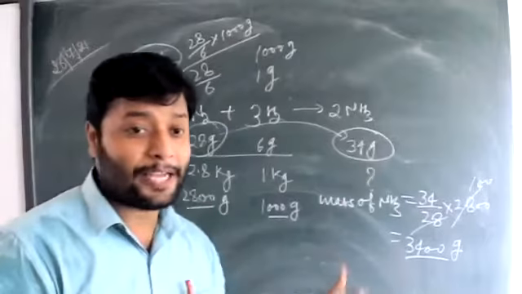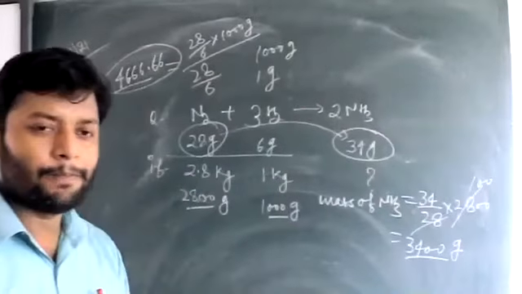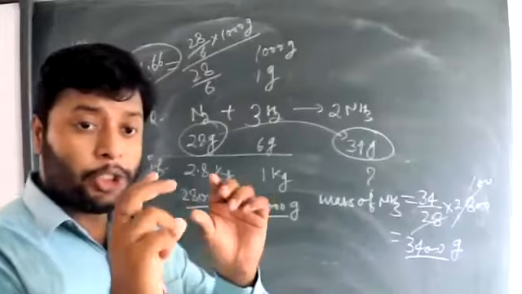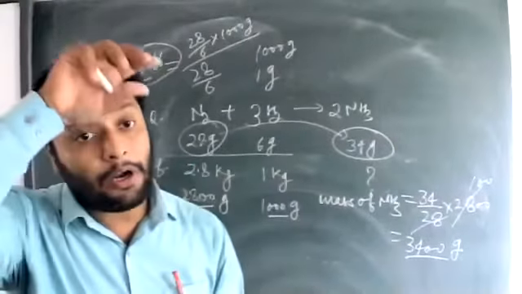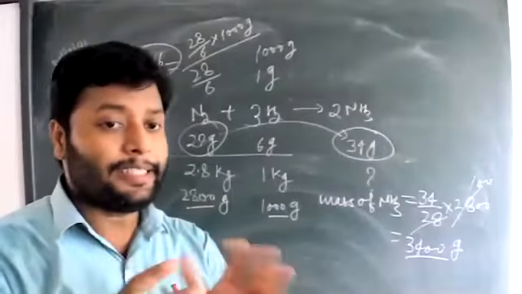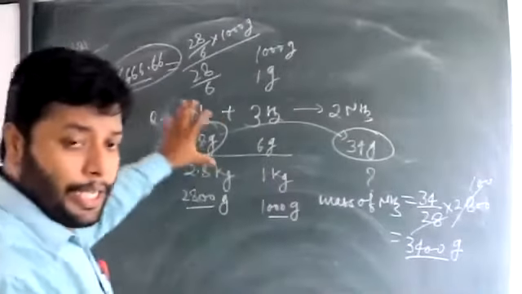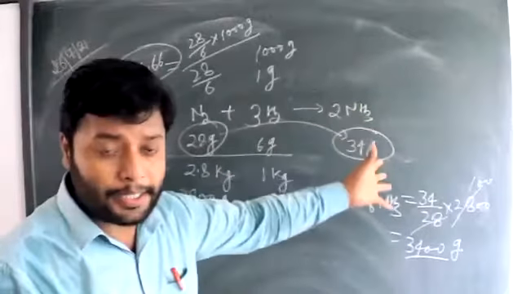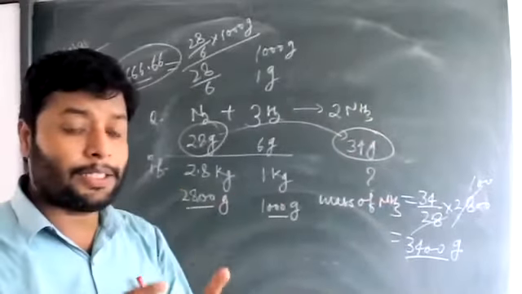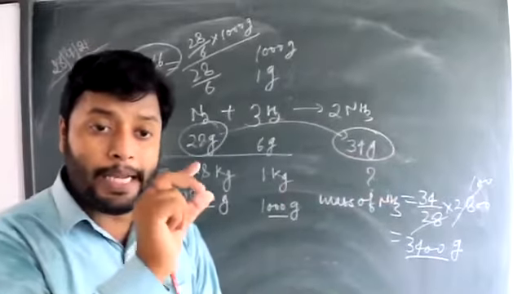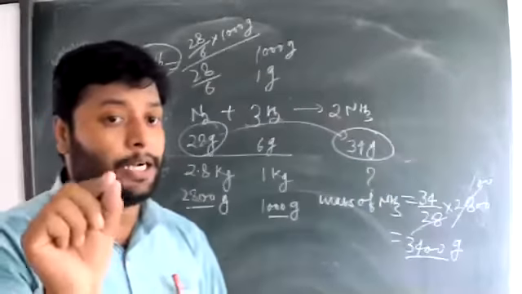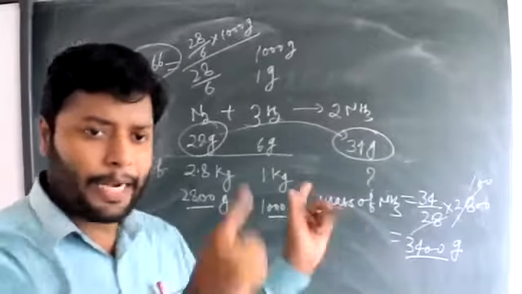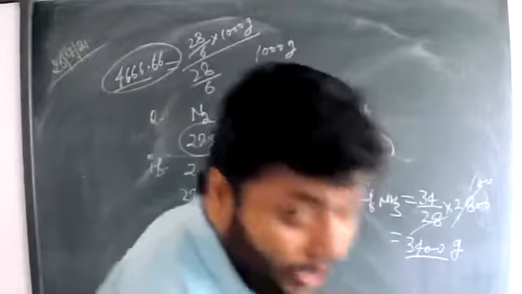Look at the value. It's a very easy question actually, because it is based on a stoichiometric numerical. This is called a stoichiometric numerical: some amount of mass is given, and some amount is to be calculated. But before calculation, the concept of the limiting reagent should be clear. That is the first question. Let's move toward the second one.